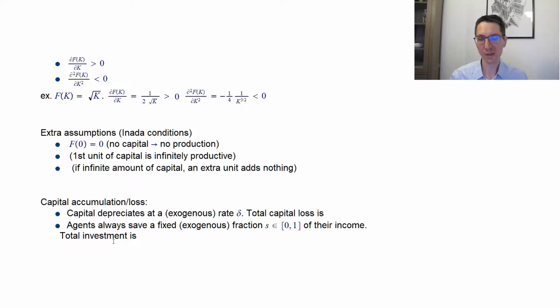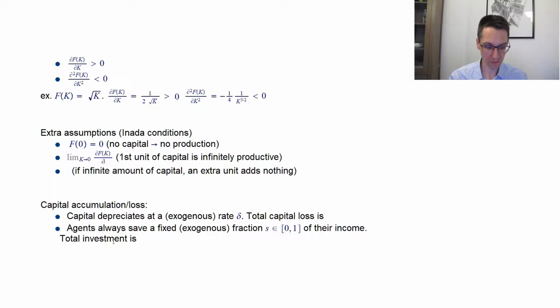All right, and now the maybe tricky assumption is, we are going to say that the first unit of capital is infinitely productive, or has an arbitrarily large marginal productivity. This again is going to make sense down the road. For now, just take my word for it. So how do I write this? I'm going to use limits. So the limit when k tends towards 0 of df of k over dk equals infinity. All right, so this is my second Inada condition.